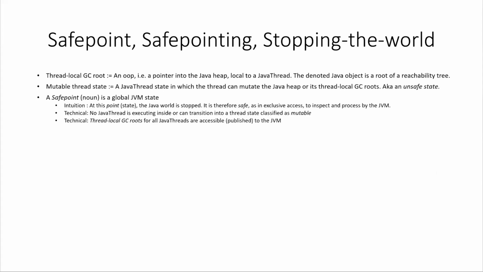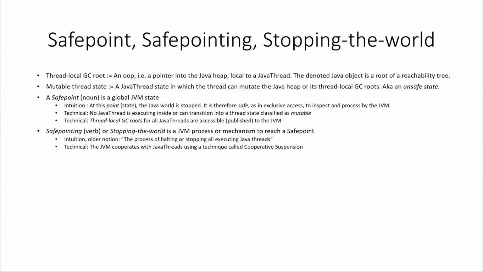So what is a Safepoint? Well, as a noun, it is a global JVM state. And the intuitive notion here is that at this point or state, the Java world is stopped. So it's therefore safe, as in exclusive access to inspect and process by the JVM. A more technical definition is that no Java thread is executing inside or can transition into a thread state classified as mutable. The other part of the technical definition is that the thread local GC roots for all Java threads are made accessible, or published, to the JVM.